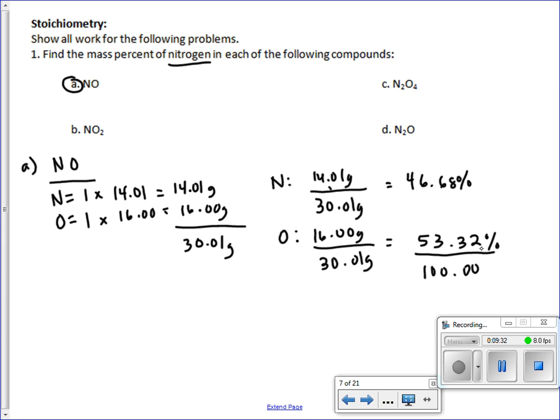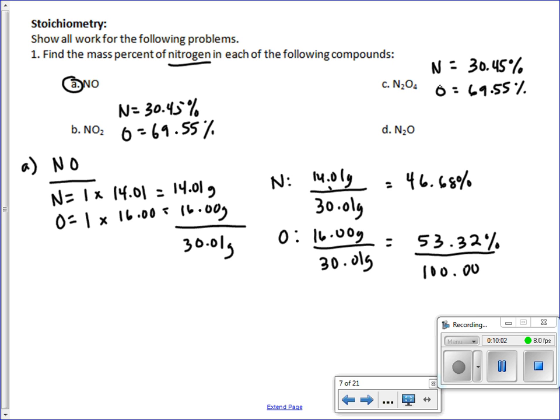All right, so there you have it there. In B, I'll go ahead and just give you the answer here. Nitrogen should be 30.45%, and oxygen is 69.55%. In C, nitrogen is 30.45%, and oxygen is 69.55%. Well, hold the phone here.